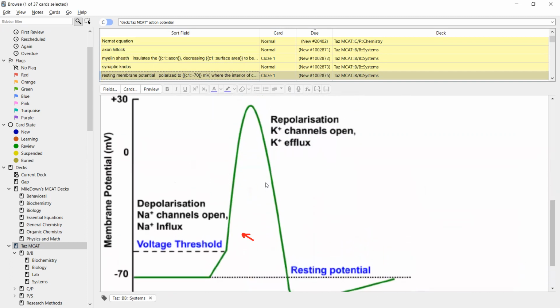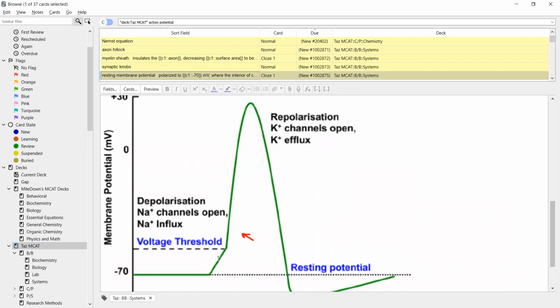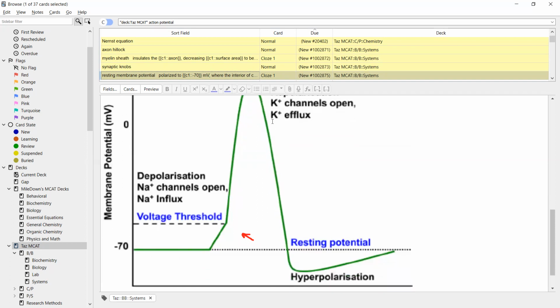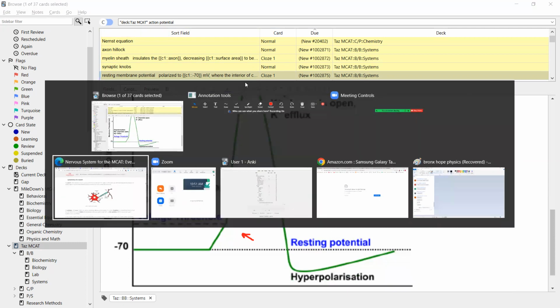If we look at this, we can see that once we hit voltage threshold, we have the depolarization with the sodium voltage-gated channels opening and the sodium influx. Then we have repolarization where the potassium channels open and allow all the potassium to leak out. Then even though we hit resting potential, we go a little bit deeper into the negative voltage, and then we come back to normal. And then this whole cycle can continue again for a neuron.